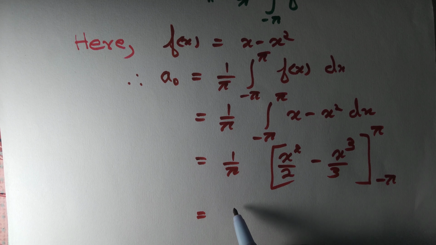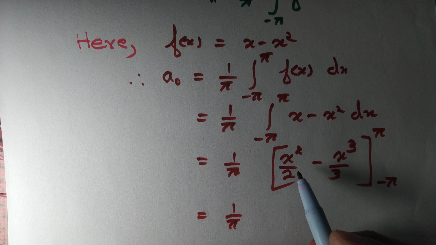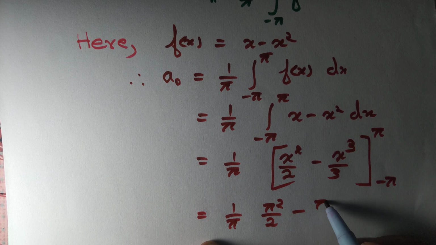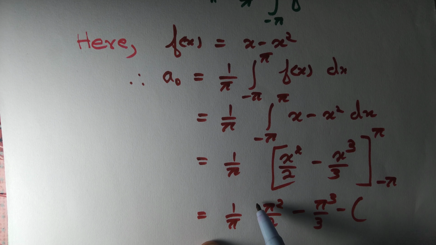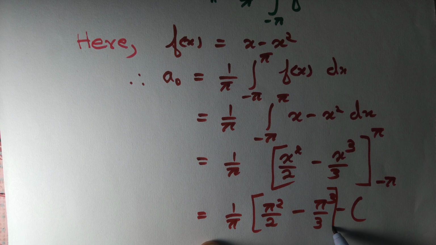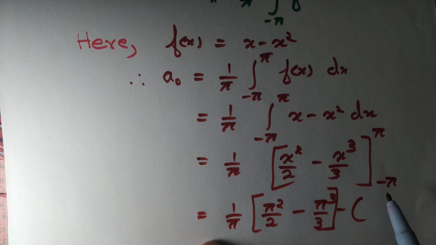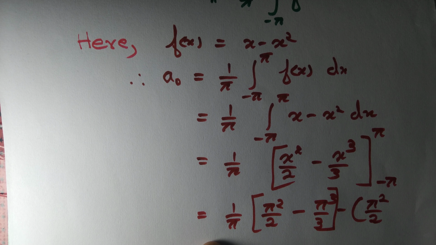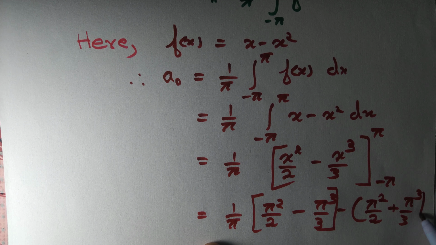So, this is equal to 1/π [π²/2 - π³/3 - (...)], where the first terms are upper limits and then the lower limit: (-π)² is the same as π². So, π²/2 - π³/3, and then minus will make it plus π³/3.